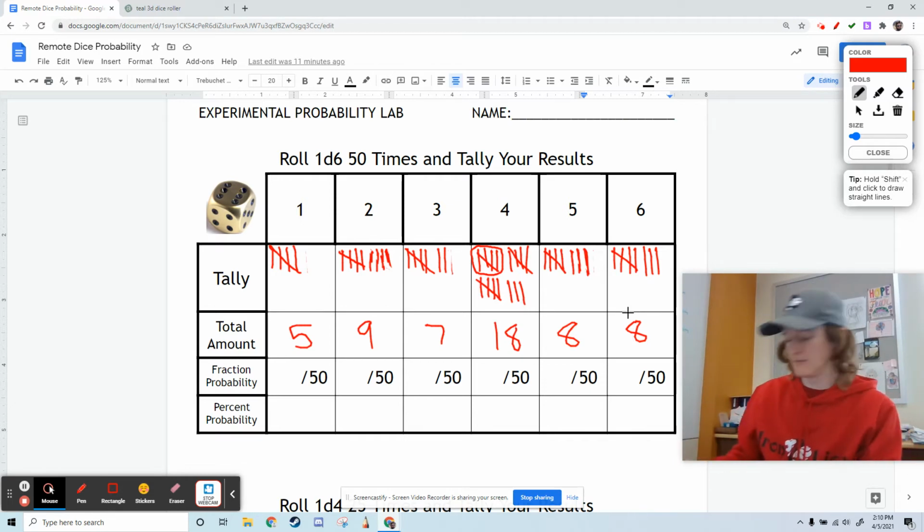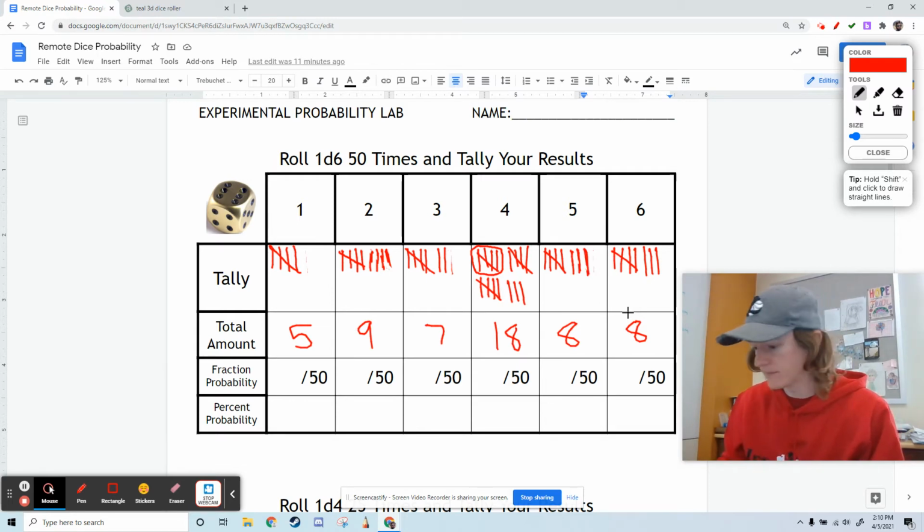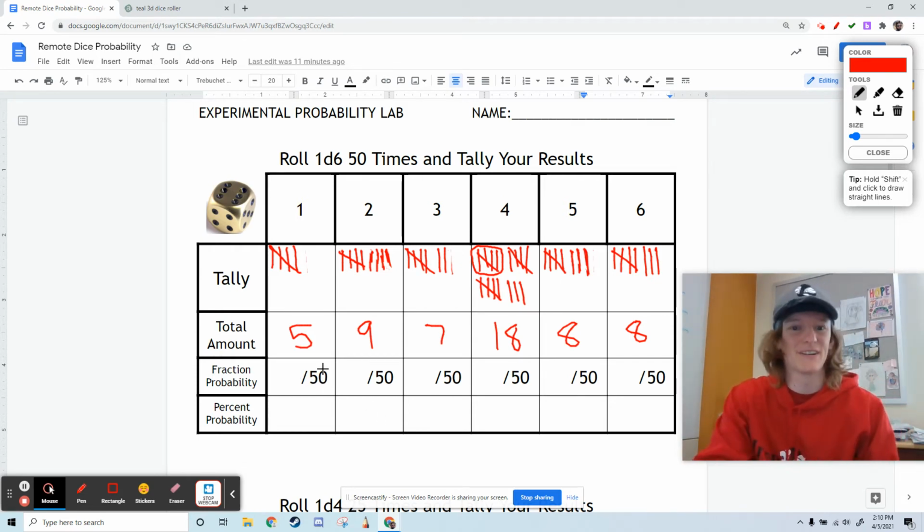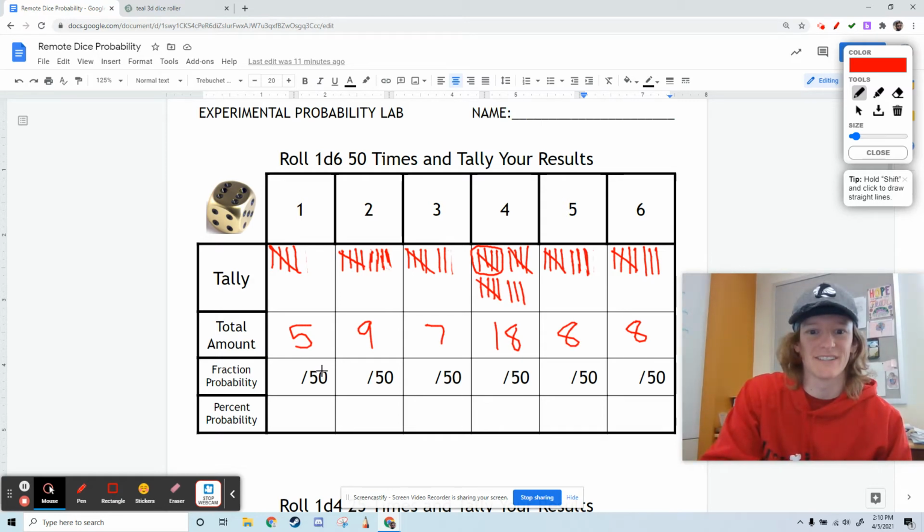I'm going to add these numbers up and make sure it's a total of 50. 5 plus 9 plus 7 plus 18 plus 8 plus 8. That's 54. Great. I miscounted completely. But what you'll do is make sure you do 50. If you end up doing 54 on accident, you can just change this to 54. That's what I'm going to do.